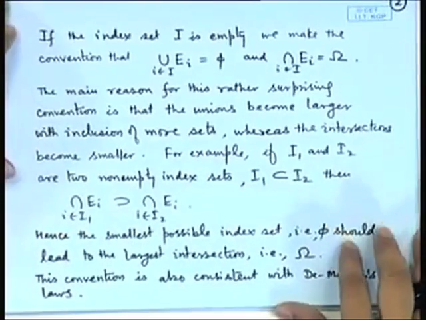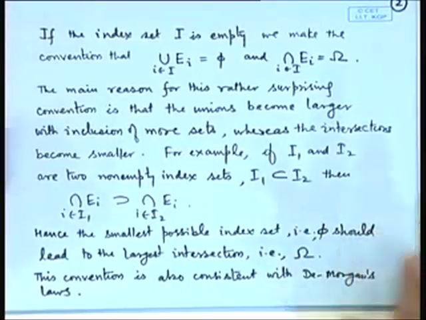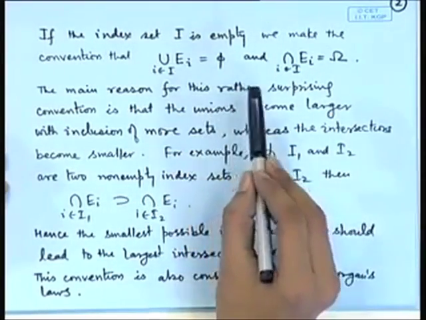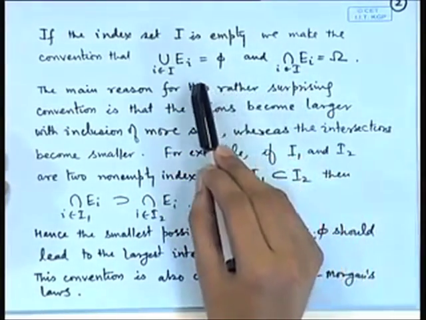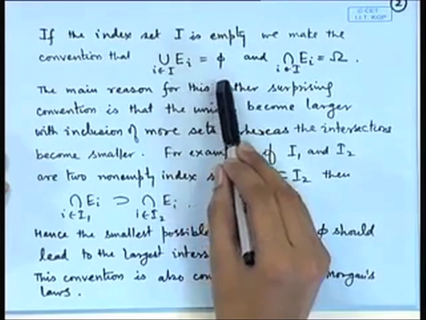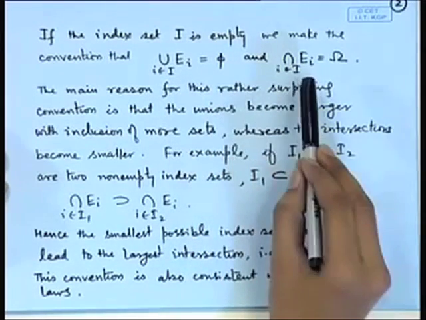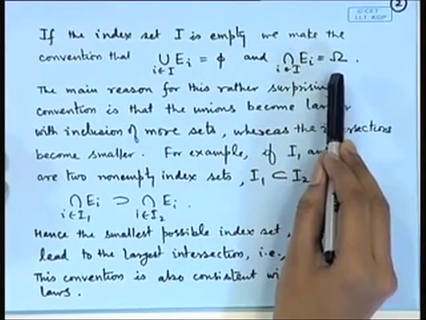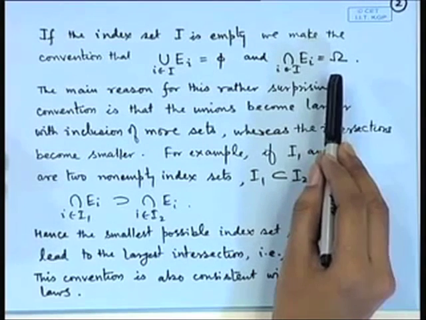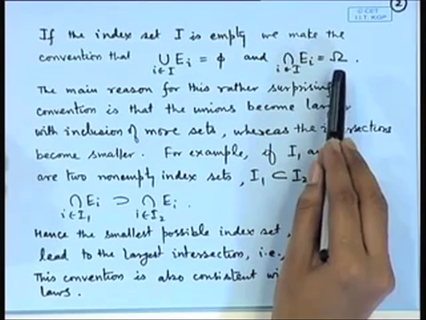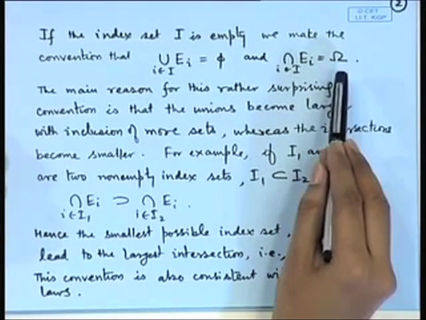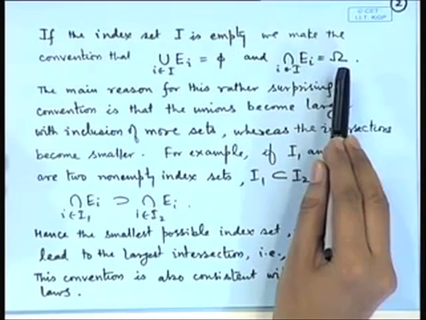We introduce some further conventions and notations. If the index set I is empty, we make the convention that the union of the E_i's is empty, and also the intersection of the E_i's is the full set omega. The second of these conventions looks rather surprising.